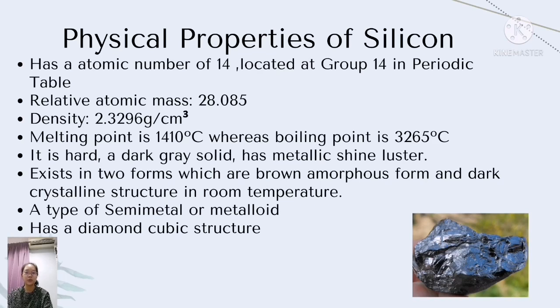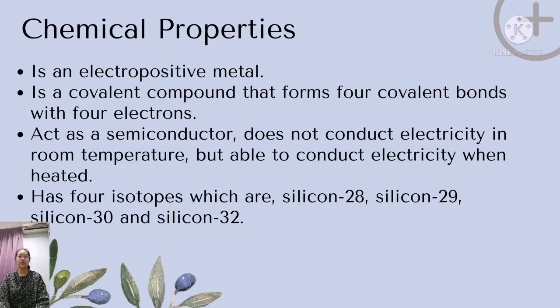It exists in two forms, which are a brown amorphous form and a dark crystalline structure at room temperature. It is a type of semi-metal or metalloid and it has a diamond cubic structure. The lower right corner picture is the image of silicon. Next, we continue with the chemical properties of silicon.